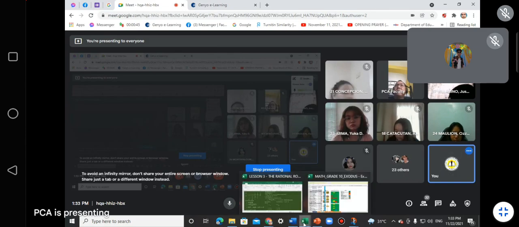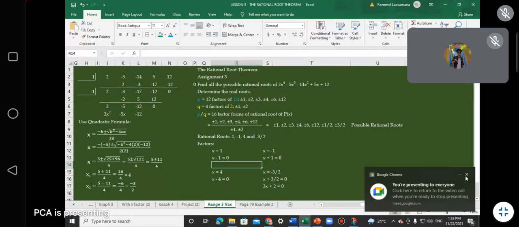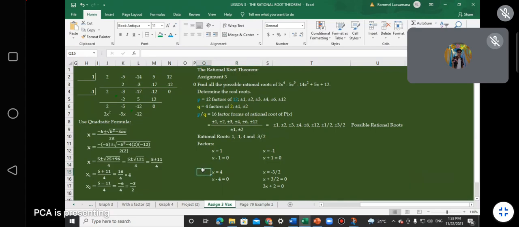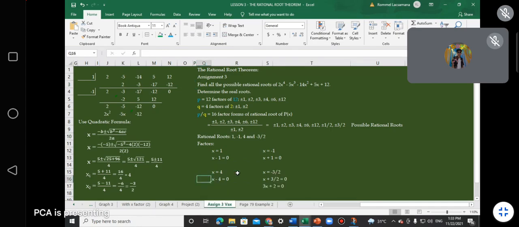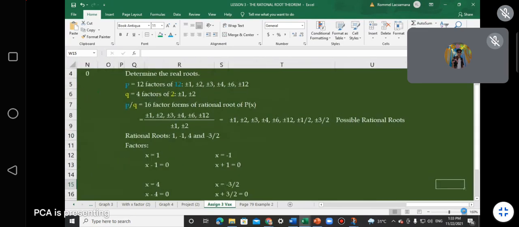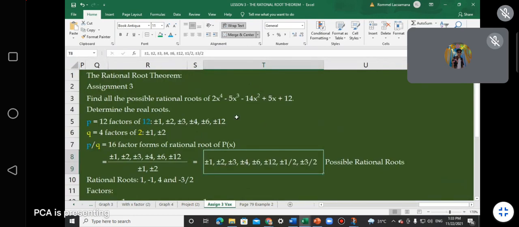Okay, I gave this one for those who were vaccinated last week Tuesday. This is their assignment, and I gave you that also in the GC if you recall. Let's make it big now for you guys. It's a bit small in Excel. Okay, assignment.